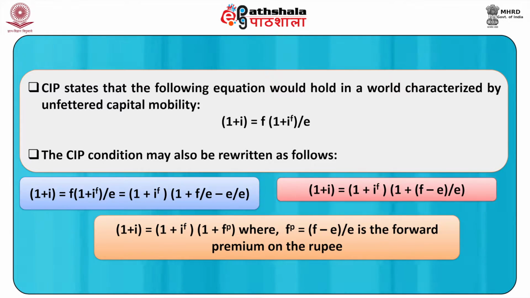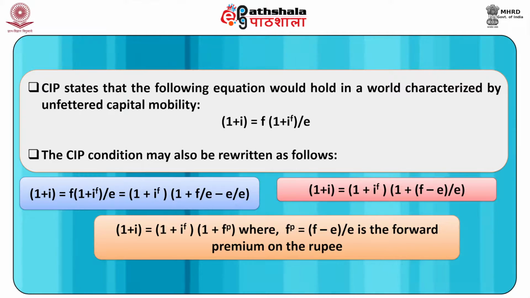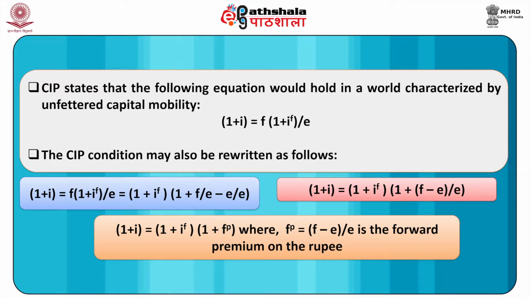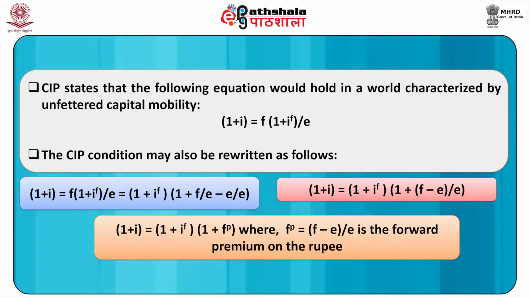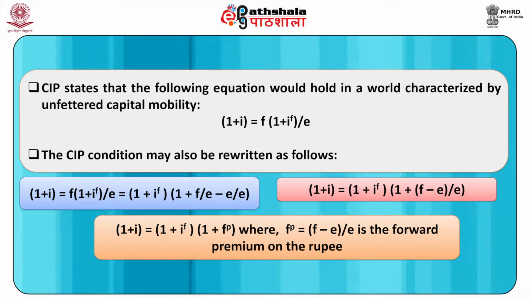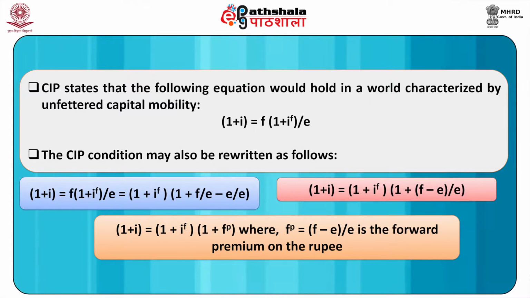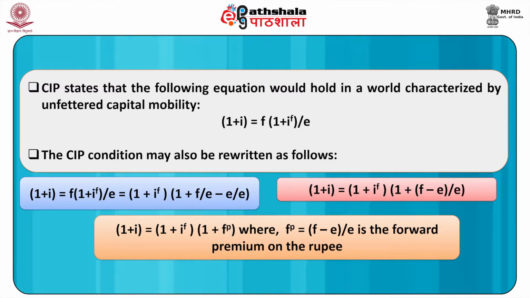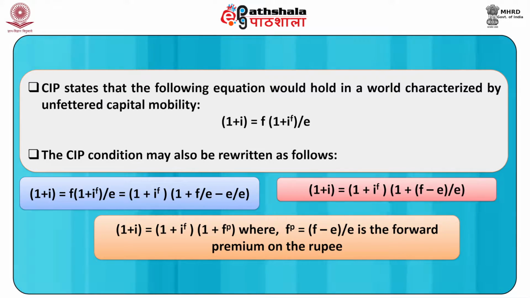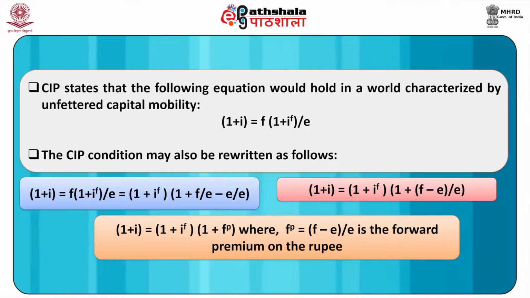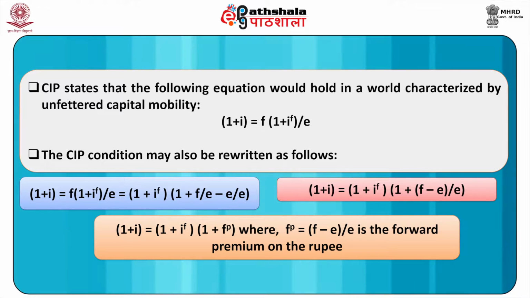the formula 1 + i = F(1 + i^f)/E. In case this condition is violated and, say, returns on foreign assets are higher than that on domestic assets, in this case capital would flow into the US economy, leading to an appreciation of the dollar and corresponding depreciation of the rupee, that is, a rise in E, that would tend to restore the equality.